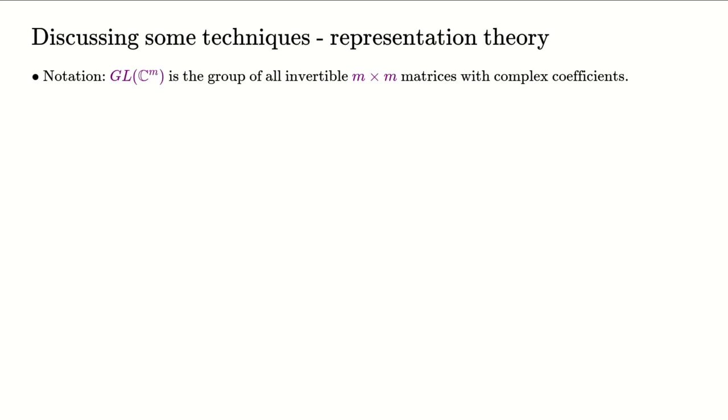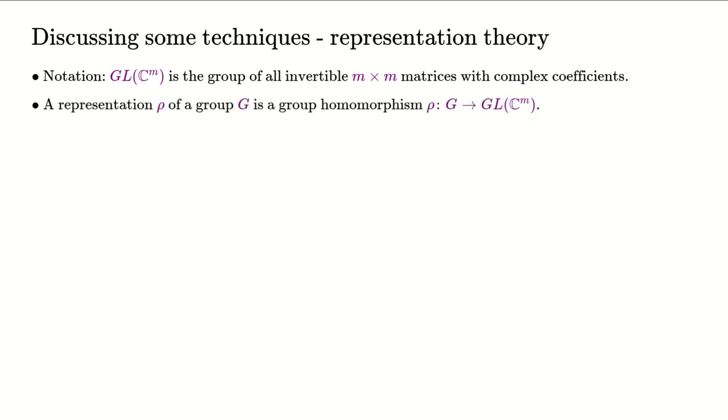We are also using representation theory in our work. Let us start by recalling that the general linear group of C to the power of m, written as GL(C^m), is the set of all invertible m by m matrices with complex coefficients, with group operation being matrix multiplication. Then we can define a representation ρ of a group G to be a group homomorphism which maps from G into the general linear group.